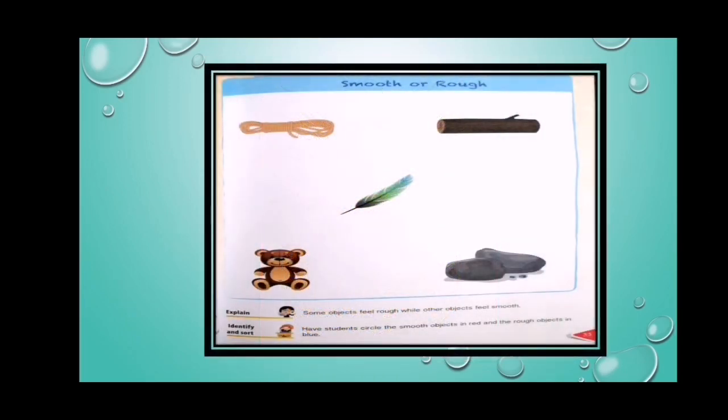For this activity, you are going to need a red and a blue color pencil. You are going to circle the smooth objects in red and the rough objects in blue.